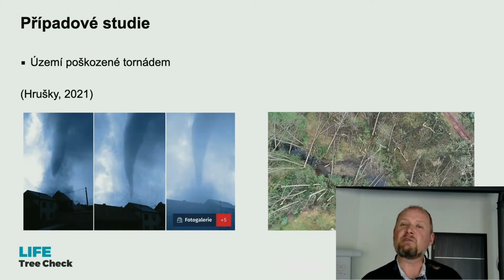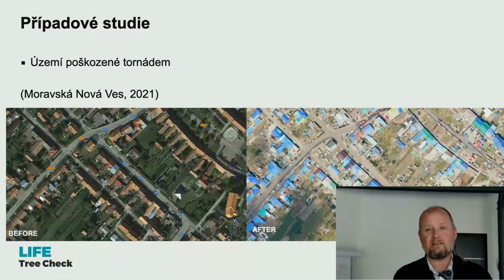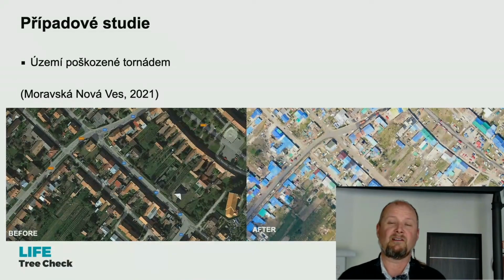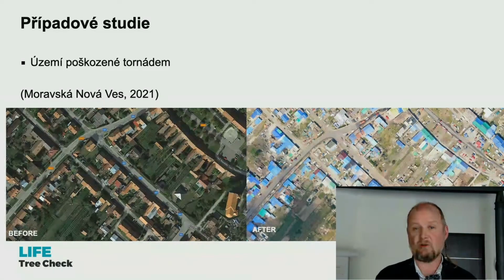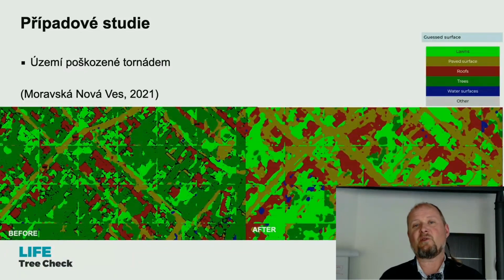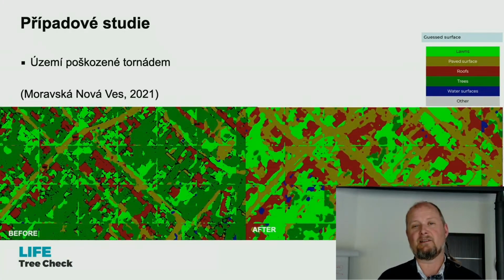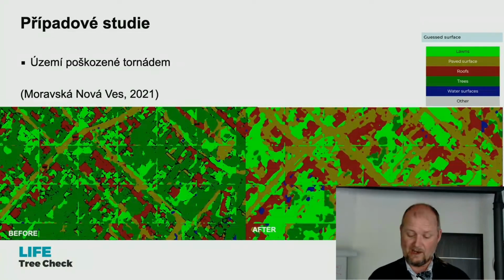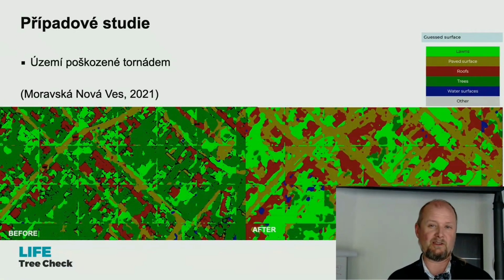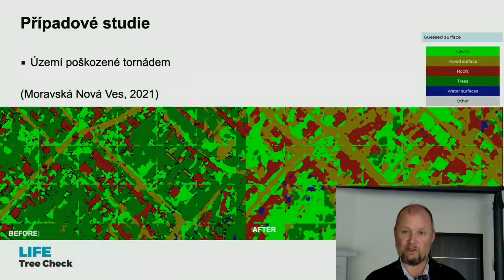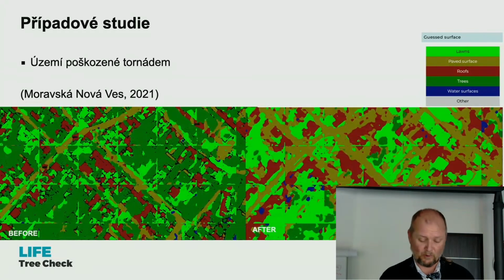The first case was the territory damaged by the tornado that hit parts of the Czech Republic in June 2021. It left behind enormous damage not only on property, but also on greenery. A comparison of the state of the area before and after the tornado hit shows that the cooling capacity of the landscape decreased by up to 90% in the axis where the main wind vortex passed, due to the loss of the complete tree population in the territory through which the main axis of the tornado passed.